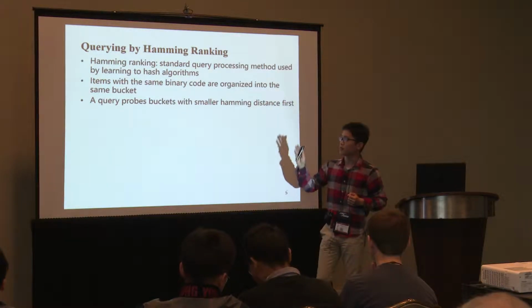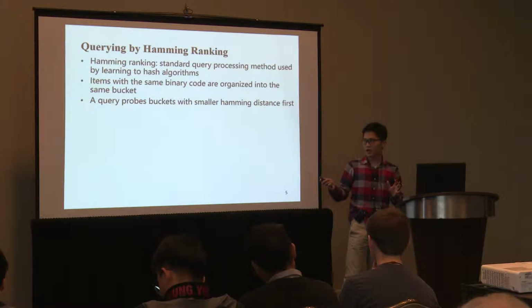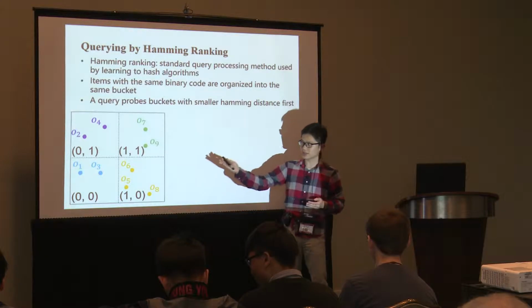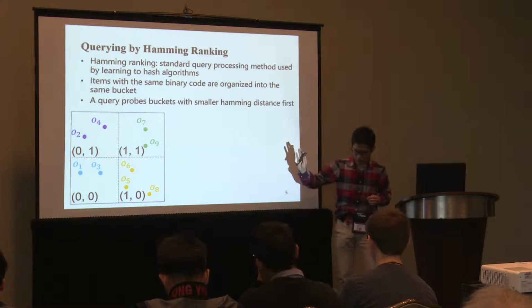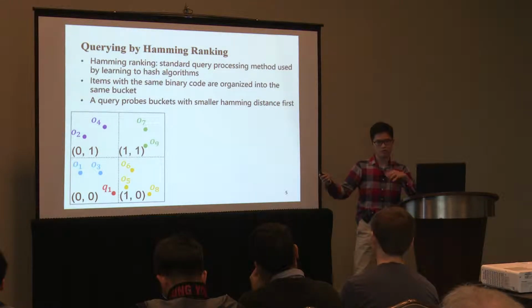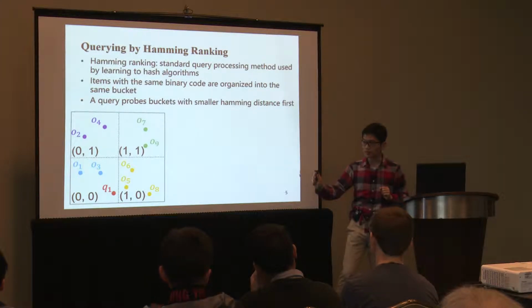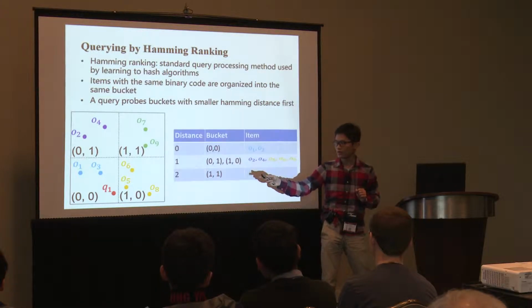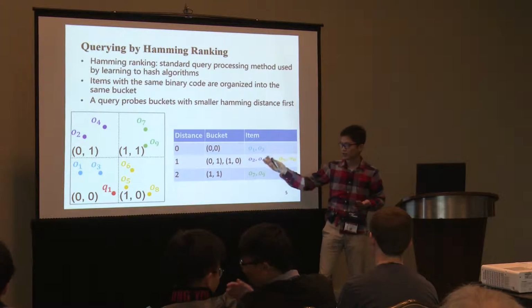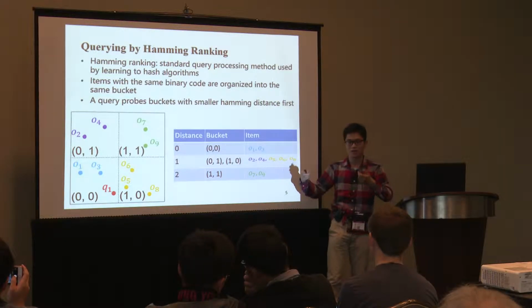Existing methods adopt Hamming ranking in the query processing. The idea is like this. Before querying, I will organize the items with the same binary code into the same bucket. In this example, we use 2 bits, and the total number of buckets we have is 4. In the query, a query will probe buckets with smaller Hamming distance first. Let's assume the binary code of the query is 0, 0. Then the query will probe bucket 0, 0 first because of Hamming distance 0, and then these 2 buckets of Hamming distance 1. And the last bucket is 1, 1 because it has the largest Hamming distance 2.